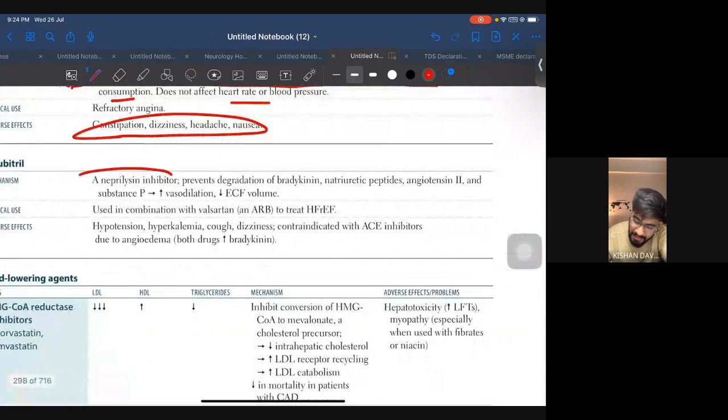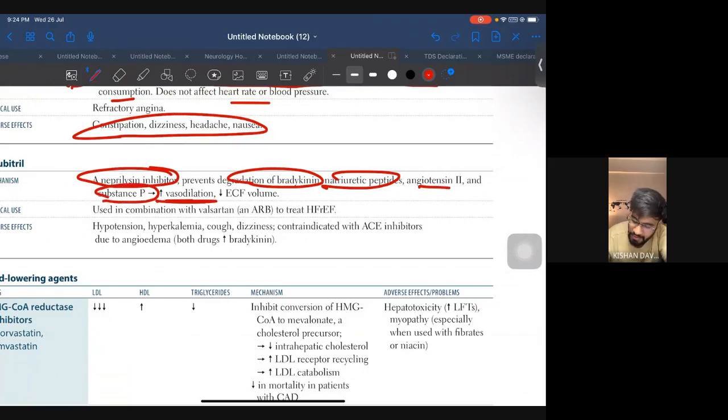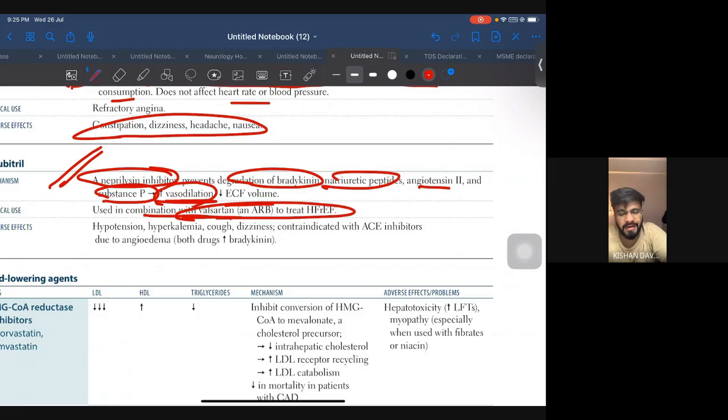Sacubitril, a neprilysin inhibitor, prevents degradation of bradykinin, natriuretic peptide, angiotensin 2 and substance P. So vasodilation increase करेगा, ECF volume कम करेगा. Just remember neprilysin inhibitor and it causes increase in vasodilation. Okay. Used in combination with valsartan to treat heart failure with reduced ejection fraction. मतलब systolic dysfunction में you can give this.